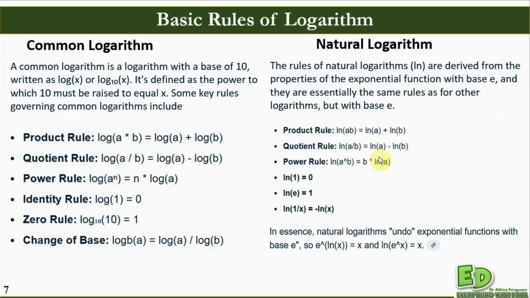Ln A over B will be ln A minus ln B. Same applies to the power rule. You have the natural log of 1 is 0. The natural log of the base e, or natural log of e, is 1. The natural log of 1 over x is minus natural log of x.